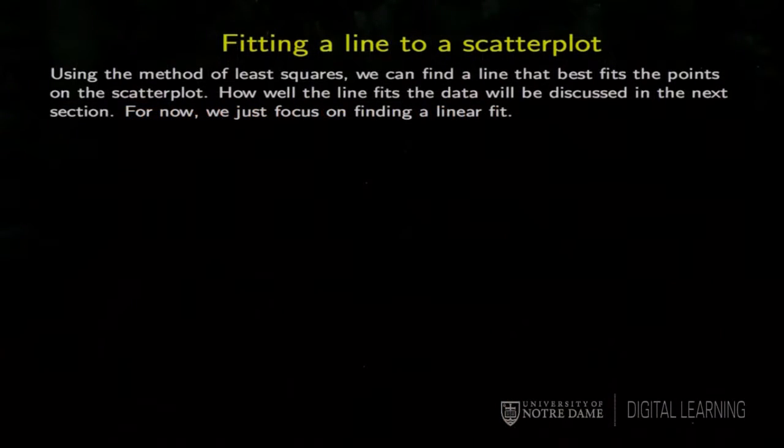Now let's use the method of least squares to see if we can find the line that best fits the points on our scatter plot. How well the line fits the data will be discussed in the next section. For now, we're just going to focus on finding a linear fit to the data.